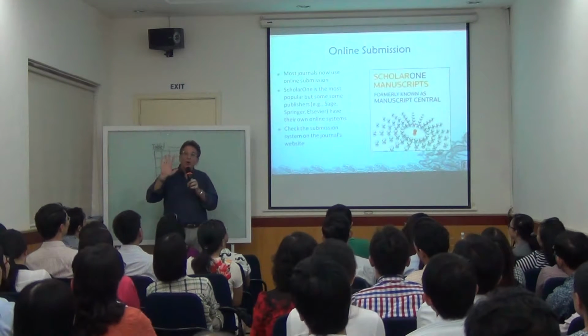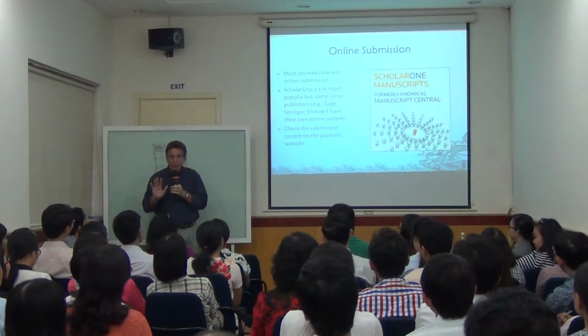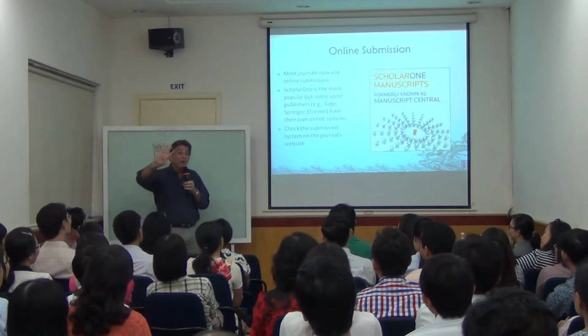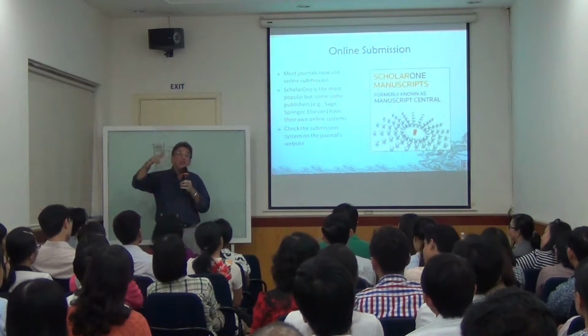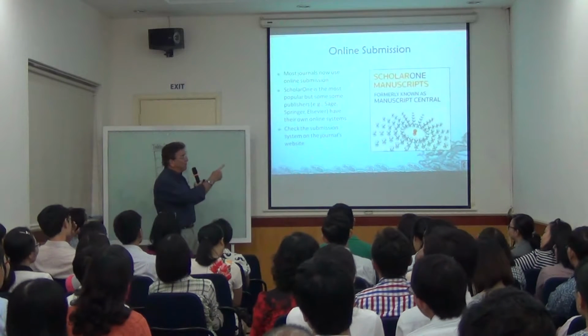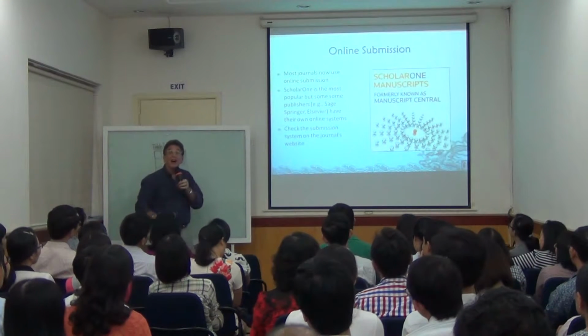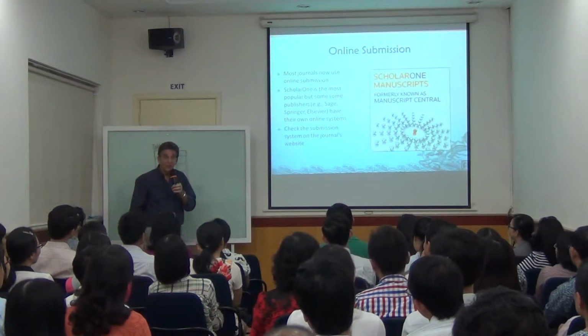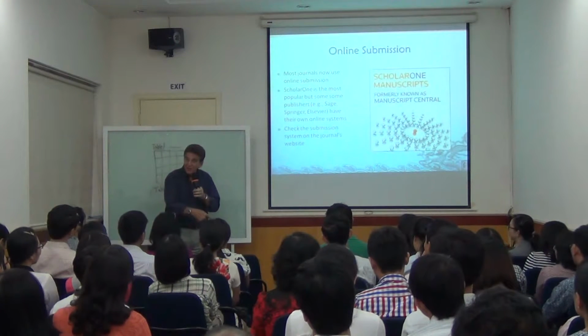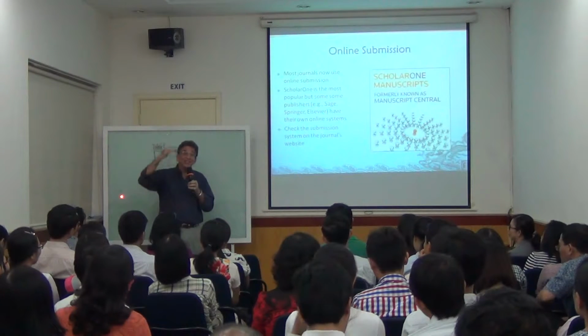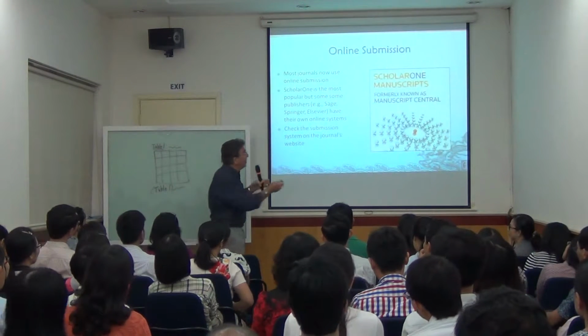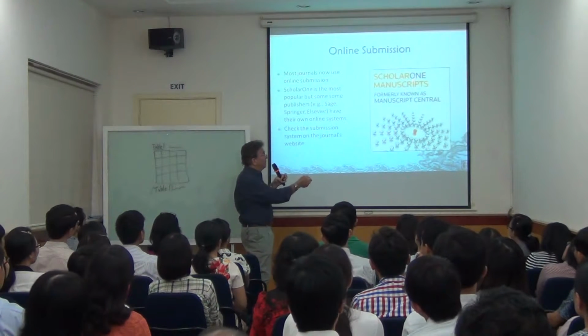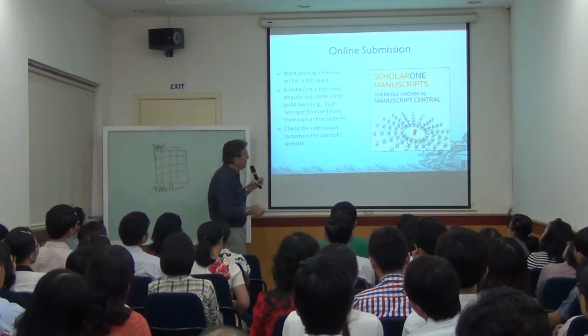Now, this isn't the only system. There are about 4 now. Different publishers try to do their own. This one was the first. We call it online submission. So you go to their website, and then each journal has its own website under ScholarOne. I'll show you in a second.